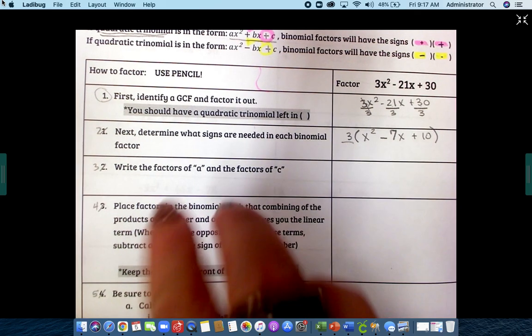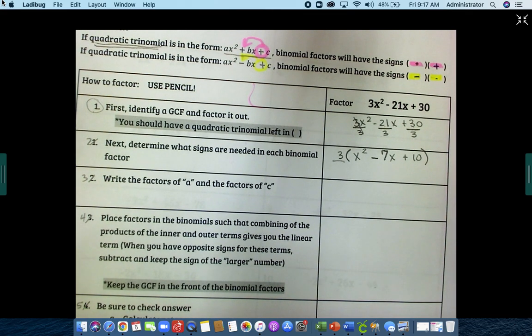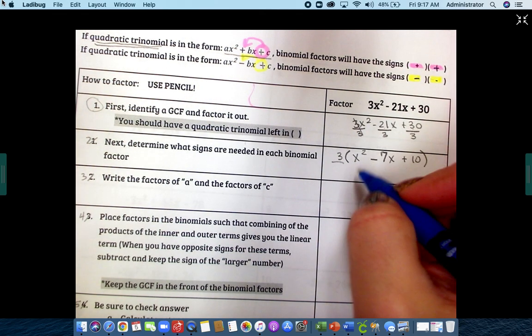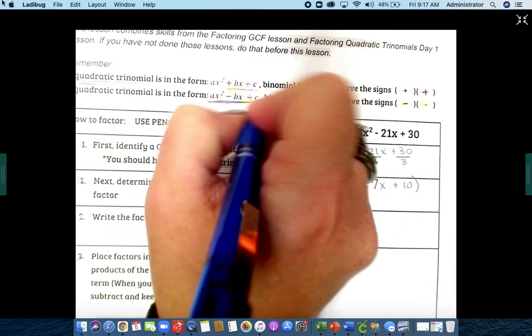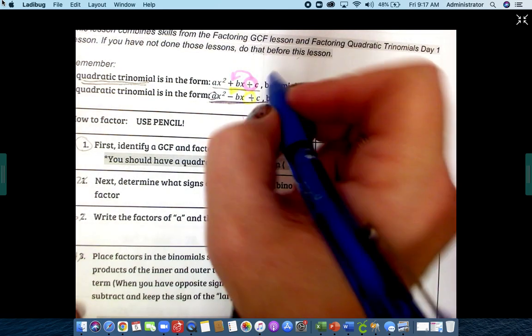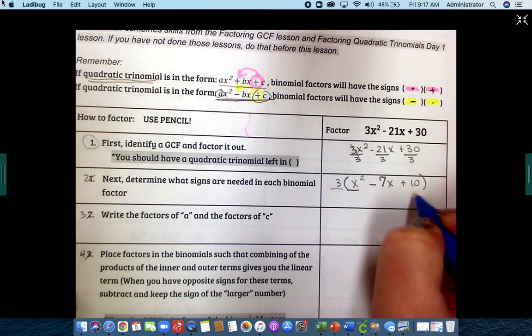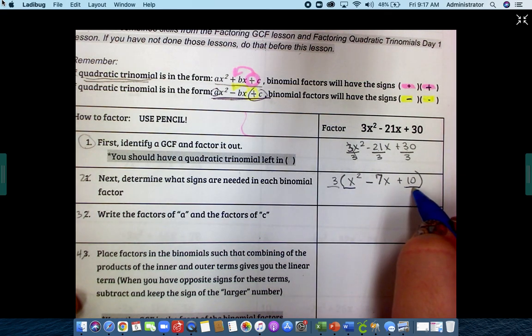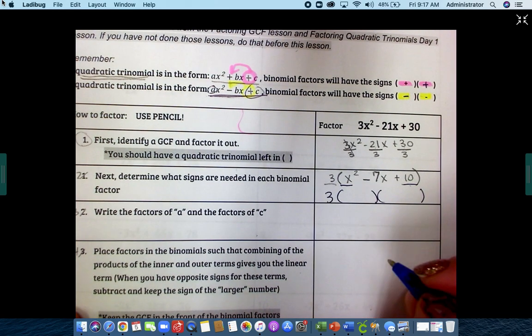Next, determine what signs are needed. So all these remaining steps are exactly like the prior lesson. So the factors of A, and I'm going to just use a different color for writing these factors. When I say A, we're talking about this quadratic trinomial, which is in this form. So what's the A value? It's the coefficient in the front. What's the C value? It's the constant in the back. So that means I'm looking at this right here and this right here when I say what are factors. In terms of their signs, I need to then decide what will my signs be.